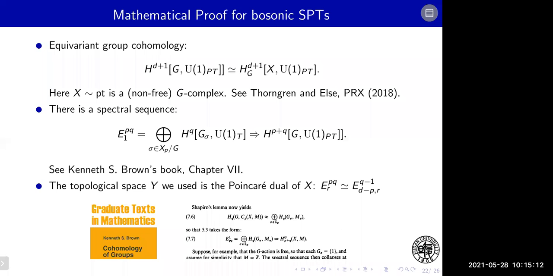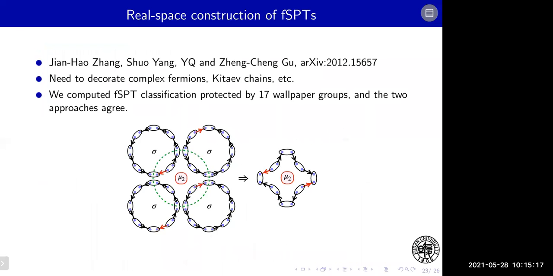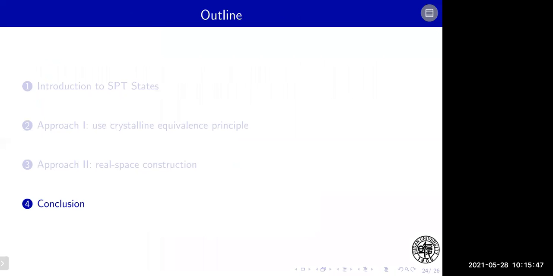And mathematically, we can prove that for bosonic SPT phases, this works and can give a complete classification of bosonic SPT phases. And we have been trying to generalize this to fermionic SPT phases. Basically here, we can compute the fermionic SPT phases protected by the 2D wallpaper groups using two approaches. One is a real space construction, and one treats the symmetry group as an on-site symmetry group. The two approaches do agree if we take into account the twist between spin-1/2 and spinless fermions.